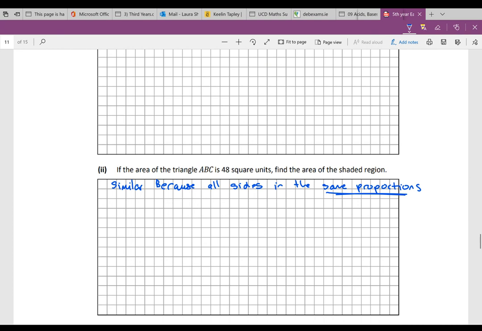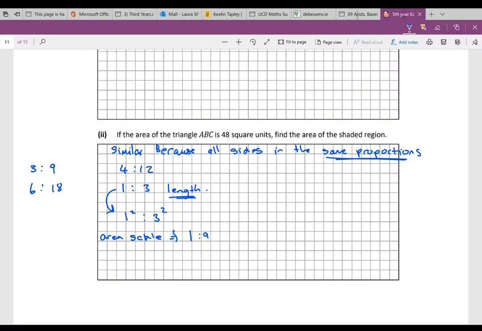And they're all in the same proportion. It doesn't matter which one you use, so I'm going to use 4 to 12. Similarly, you can use 3 to 9, or you can use 6 to 18. Regardless, they will all be in the ratio 1:3. Now that is for length, and we should know that area is squared. So if I'm looking at the side ratios for area, I also have to square that. So 1 squared to 3 squared. So the area scale is 1:9.